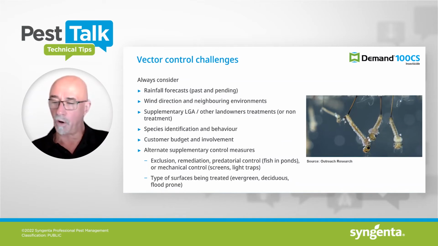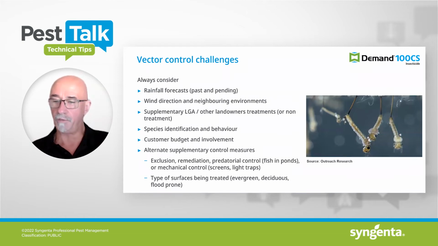Alternative supplementary control measures, of course, include exclusion, taking away those places where water is sitting around, the bilards, as I've said, talking to gardeners and homeowners, getting the pots and pans, the old water troughs, the old bath behind the back of the shed, those sorts of things taken out for control. And then also increasing things like predatory fish control, adding fish to ponds, or mechanical controls, adding screens and or light traps. Very important. Light traps are a very, very important part of vector management, and in big commercial areas, they're an essential part of that.